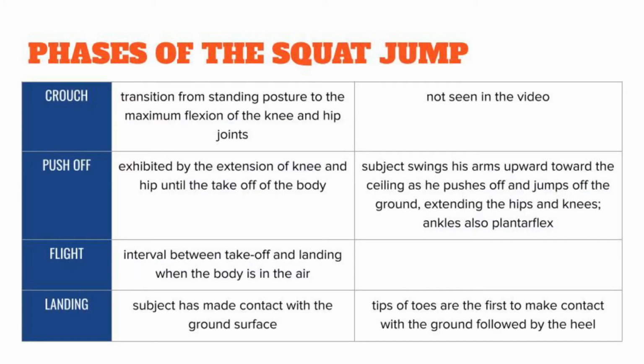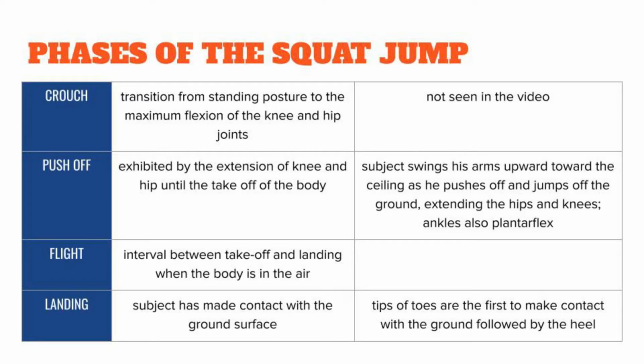The phases of the squat jump include the crouch phase, followed by the push-up phase, the flight phase, and the landing phase. The crouch phase is a transition from standing posture to the maximum flexion of the knee and hip joints, which was not seen in the video. However, he begins the next phase as he squats down, leaning forward and swings his arms back. Next, the push-up phase, which is exhibited by the extension of the knee and hip until the body takes off.